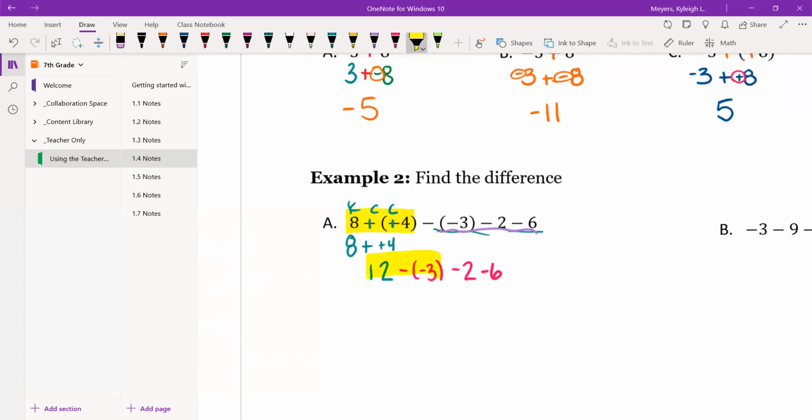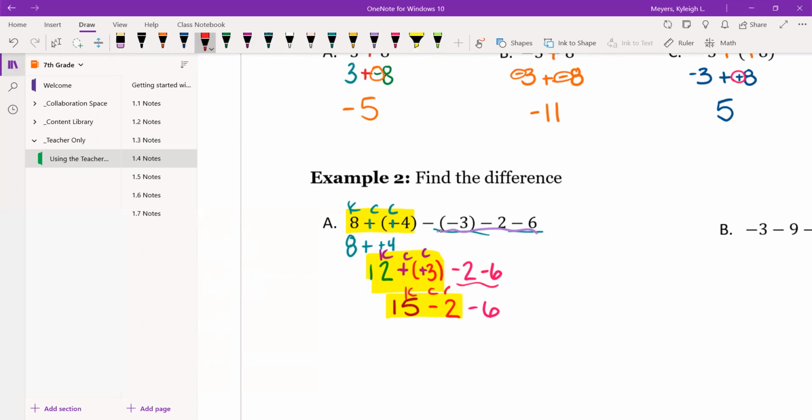Now I'm going to look at this piece. I see another minus sign. So keep, change, change. Keep the 12, change the minus to a plus, change the negative to a plus. So now I have a positive 12 and a positive 3. Same signs, add and keep. So what's 12 plus 3? 15, keep it positive. Rewrite the rest of this, -2, -6.